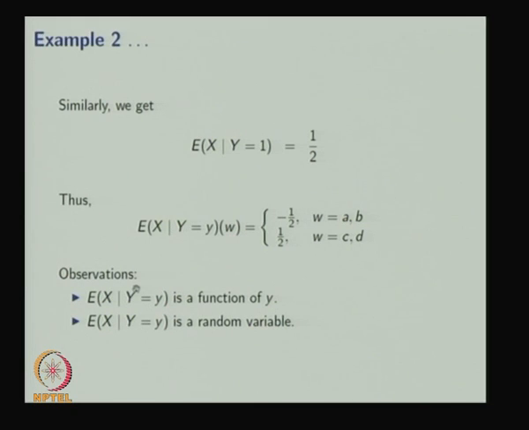So the observations are: the conditional expectation is a function of Y. The conditional expectation of X given Y takes the value small y is a function of Y. Not only that, the conditional expectation is a random variable, because for all possible values of W you will get different values. Therefore, this is a random variable, whereas the expectation is a constant. Conditional expectation is a random variable.